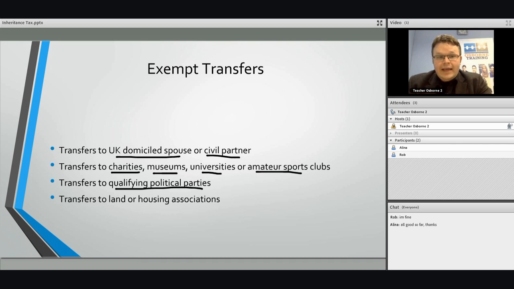And also, if you transfer any money to qualifying political parties. Now, you don't really need to know the actual qualification rules. It will say when you take this exam if it's qualifying or not qualifying. But basically, it has to be a legitimate political party. So the Raving Loony Party would not be considered a qualifying political party. And the final exempt transfer we have is transfers to land or housing associations. So if you do any of these 4 transfers, there's no IHT on it, and we reduce the death estate by those transfer amounts. So is that clear, you guys?